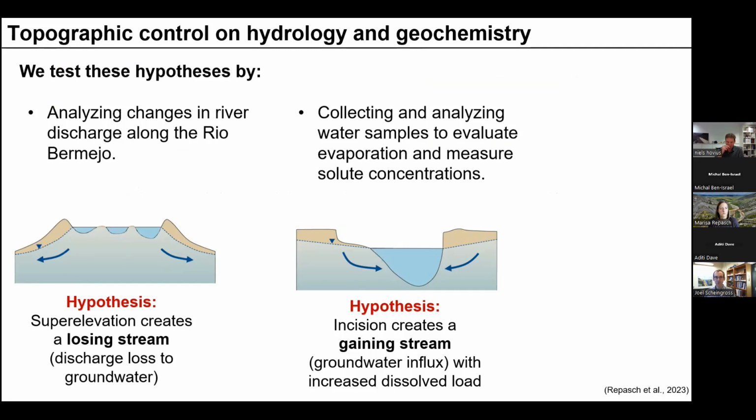So the first is we're going to look at downstream changes in discharge along the Rio Bermejo. If we have a losing stream, we should get a decrease in discharge moving downstream.